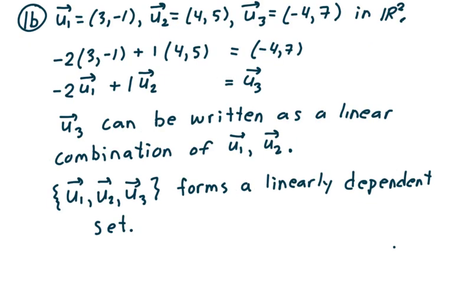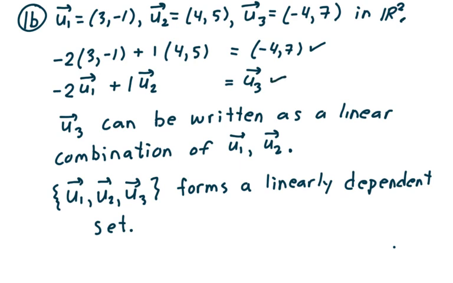1b. Suppose we're given the vectors u1, which is (3, -1), u2, which is (4, 5), and u3, which is (-4, 7) in R2. If I take -2 times the vector (3, -1) and add it to 1 times the vector (4, 5), I get the vector (-4, 7). And so -2 times u1 plus 1u2 equals u3.